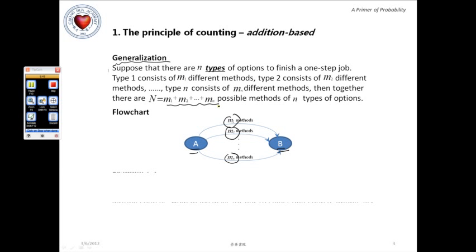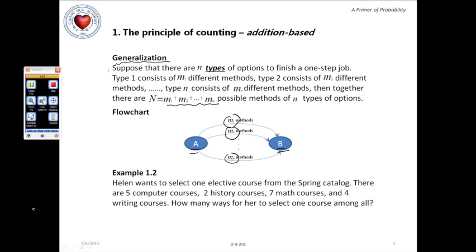Let's look at example 1.2. Helen wants to select one elective course from the spring catalog. There are 5 computer courses, 2 history courses, 7 math courses, and 4 writing courses. How many ways for her to select one course among all?